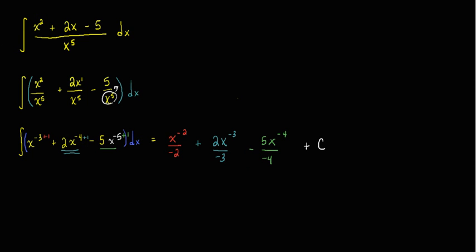Now here, all I'm going to do really is just clean this up a little bit. So this is going to be the same thing as negative x to the negative 2 over 2. Here, I have a positive 2 over negative 3. That's going to turn into minus 2x to the negative third power over 3. Here, the two negatives will make a positive, so that'll give us a 5x to the negative 4, and this is all over 4, and then we have our plus c.